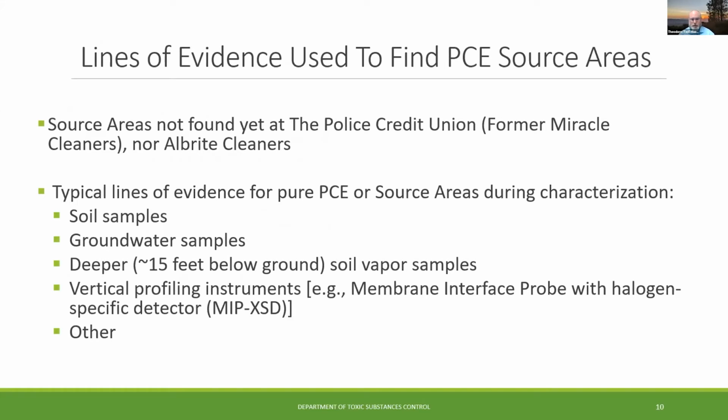So we have lines of evidence used to find PCE source areas. The source areas have not yet been found at the Police Credit Union where the former Miracle Cleaners was located, nor at Albright Cleaners. Typical lines of evidence we use for finding pure PCE or source areas during the characterization are soil samples, which are so far non-detect for PCE. Groundwater samples, we've only had one detection of PCE, and it's below regulatory levels for drinking water. Deeper, approximately 15 feet below ground, soil vapor samples. And then vertical profiling instruments, called a membrane interface probe with a halogen specific detector, or MIP, and also other lines of evidence.